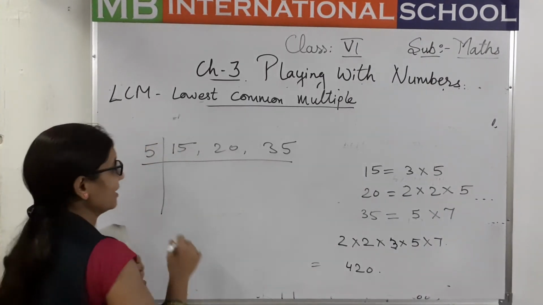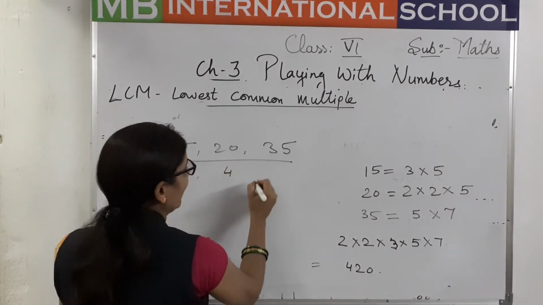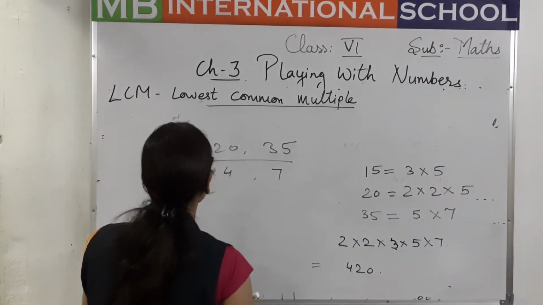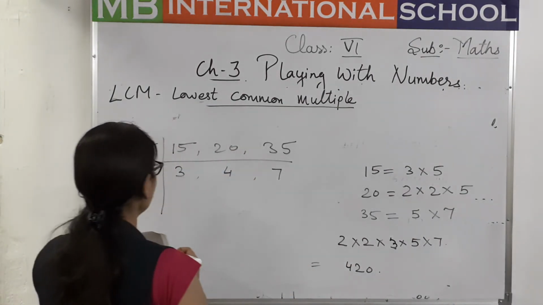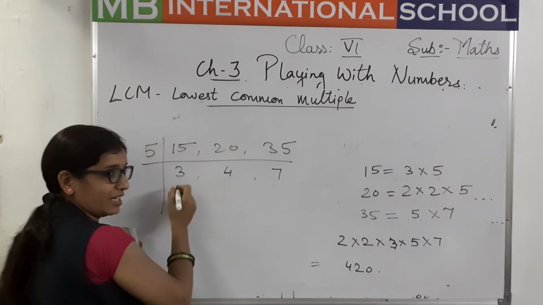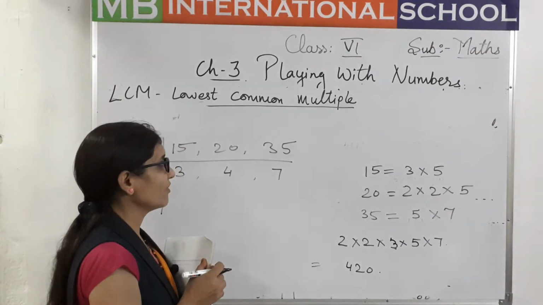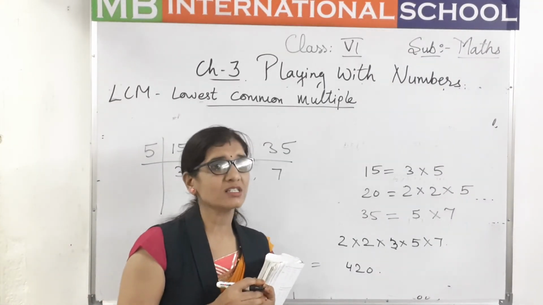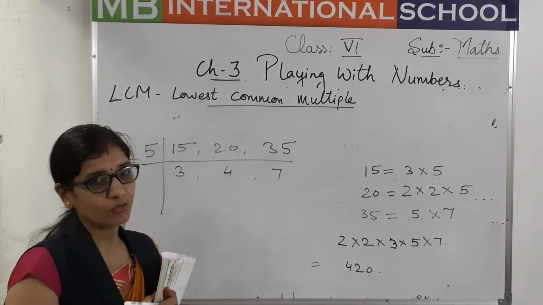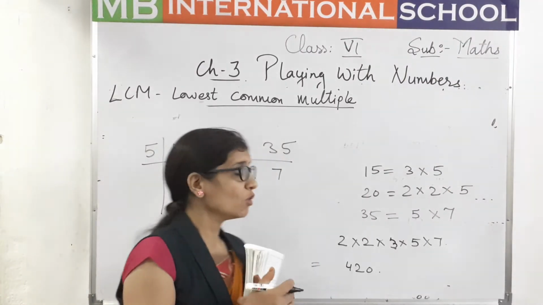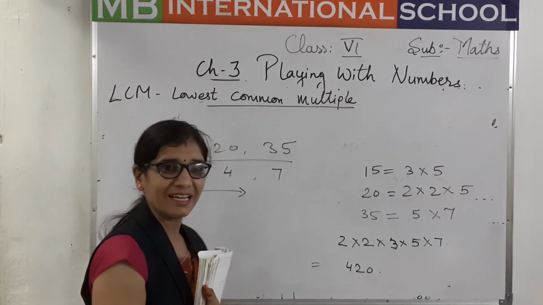So 5 how many times is 15? 3 times. How many times is 20? 4 times. And how many times 35? 7 times. So we got 3, 4 and 7. Now we can see here that we are not having any common factor. 3 itself is a prime number. 7 is also a prime number. 4 is a composite number, but we know the factors of 4 are 1, 2 and 4. So we can just multiply these numbers, so we will get the answer.